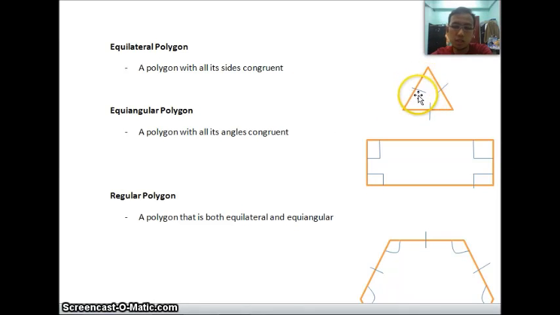As you can see here, the angles won't be the same. They may be, but they won't always be the same. But the lines have to be the same or congruent. As for an equiangular polygon, it's a polygon with all its angles congruent. It's similar, but instead the angles inside the polygon have to be the same. For example, this one is a rectangle. The angle will be 90 degrees here, 90 degrees here, 90 degrees here, 90 degrees here.